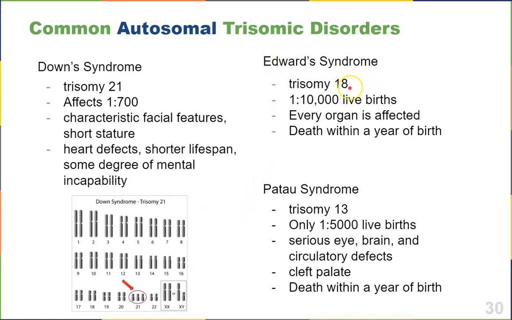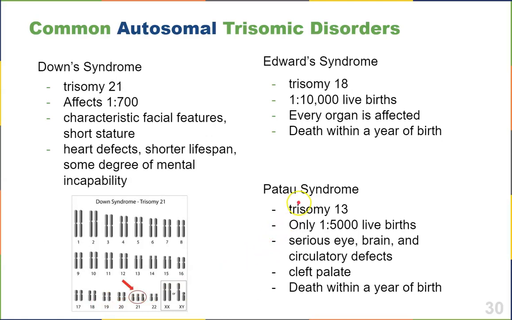Edwards syndrome would be trisomy 18. So that would be an extra one here instead of on 21. Not as common as Down syndrome. Every organ is affected, and usually the baby will pass within a year of birth because the genes associated with chromosome 18 are just so important that the body is just overwhelmed with the gene products that are produced.